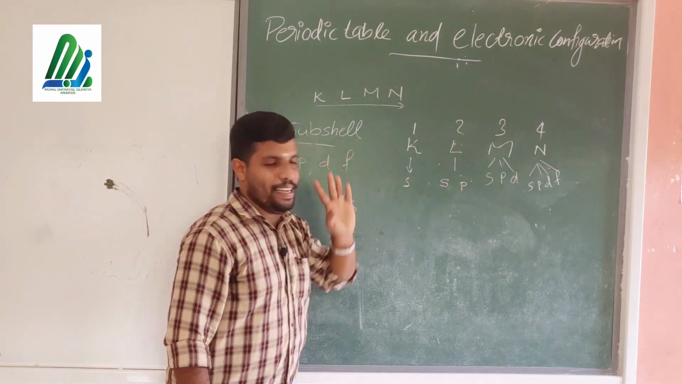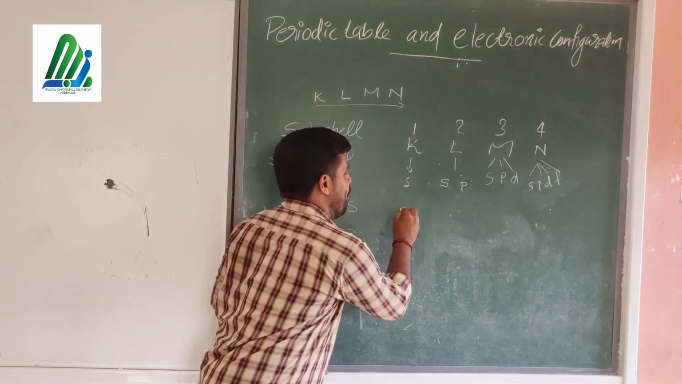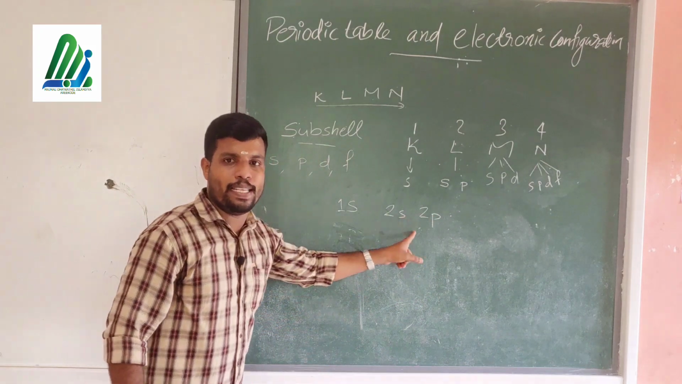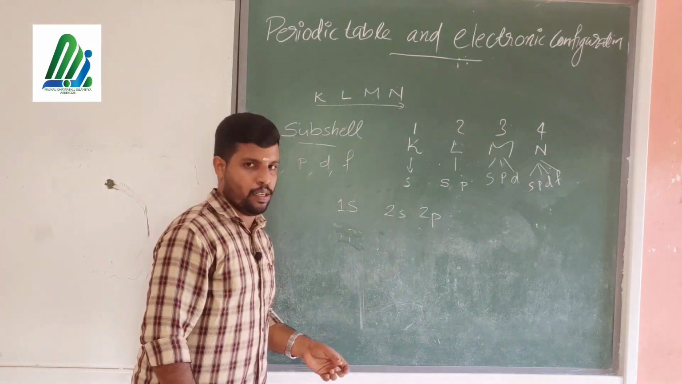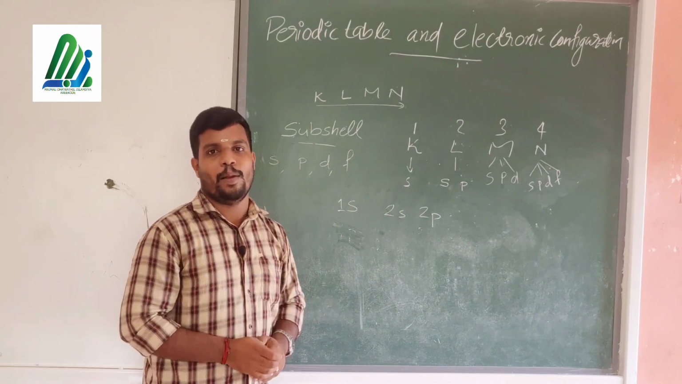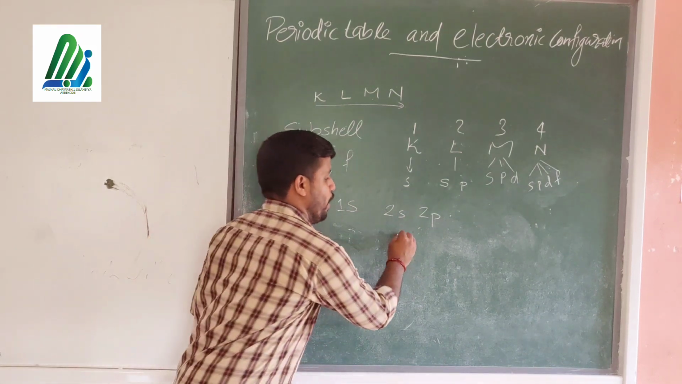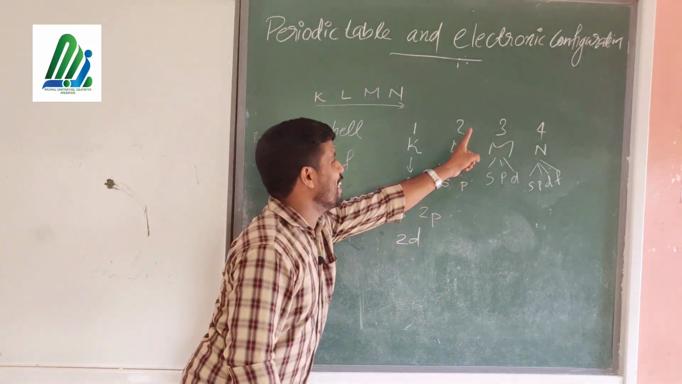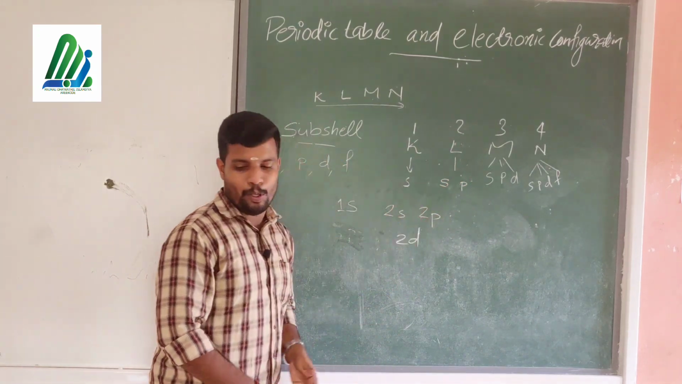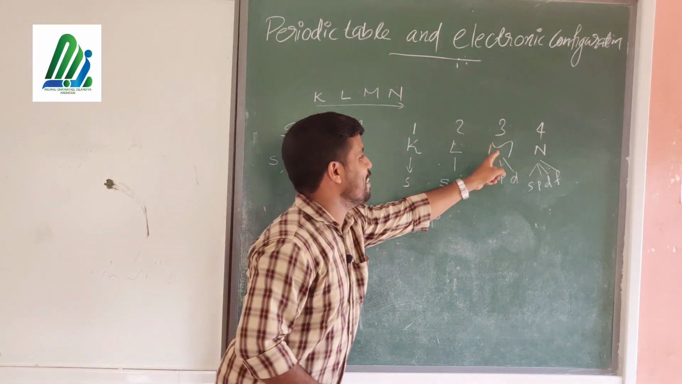Second shell, that is L shell. L shell contains 2 subshells, S and P. So we can represent them as 2S and 2P. What does this imply? 2S. S subshell in the second shell. So that is definitely represented, from which shell that subshell is included. Is it possible to write a 2D there? No, because the second shell contains only 2 subshells, S and P. So it is possible to write 2S and 2P. It's not possible to write what? 2D.